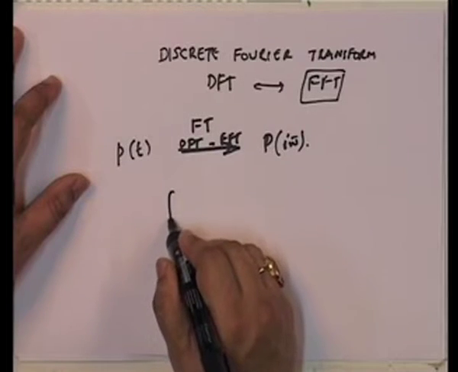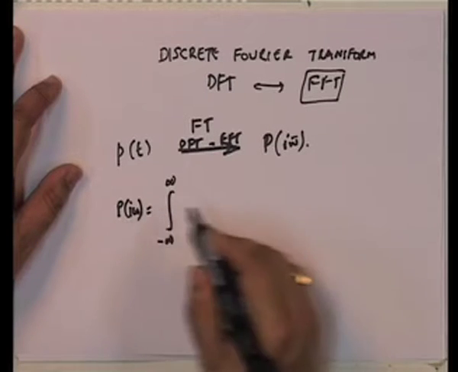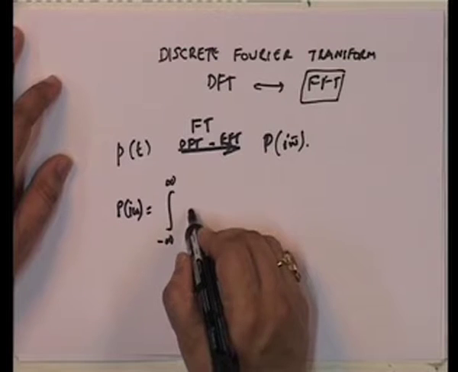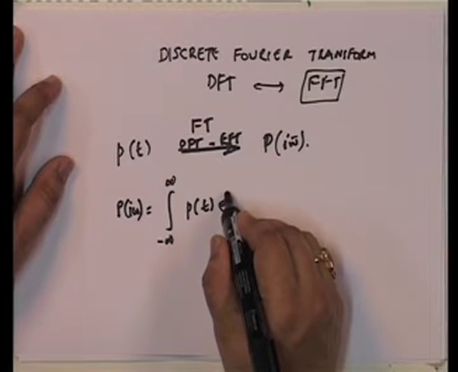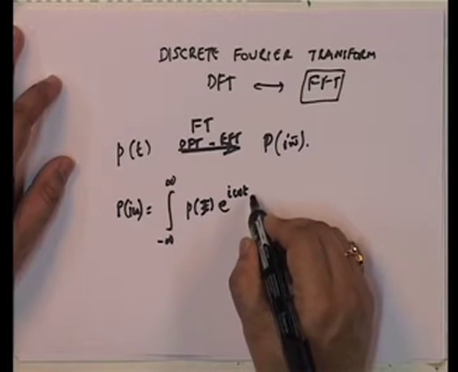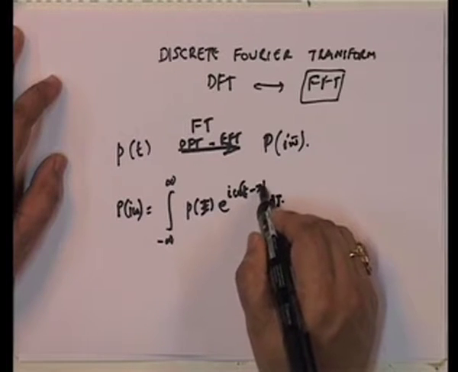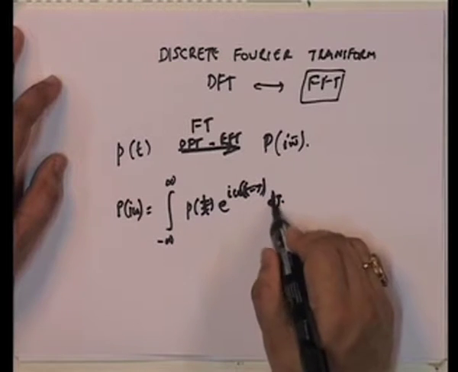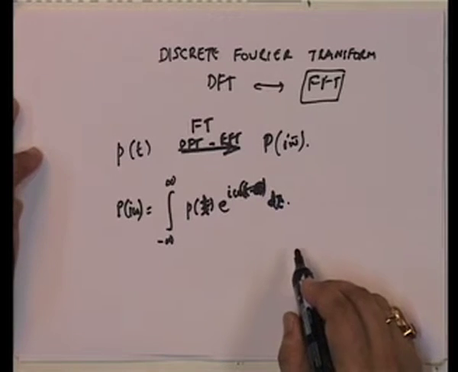So, now the thing is, what is a discrete Fourier transform? We are essentially saying that this integral, from minus infinity to infinity, P(i omega) is equal to the integral of P(t) e to the power of minus i omega t dt. Note there is no tau here, it is just t. The t minus tau comes in the Duhamel integral.